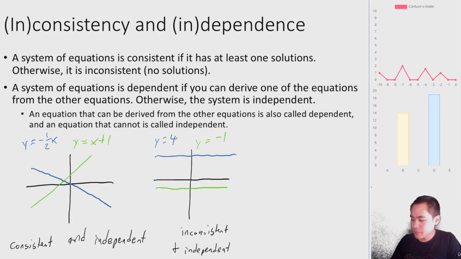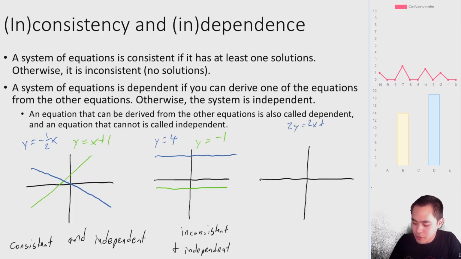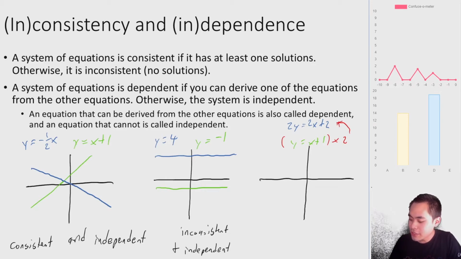And lastly, let me give an example of dependent equations. So let's say that one of our graphs was 2y is equal to 2x plus 2, and the other one was y is equal to x plus 1. So now if you multiply this entire thing by 2, you end up getting that. And so these are dependent equations. And it turns out that when you write out the graphs of both of them, they both lie right on top of each other. So this is consistent and dependent.